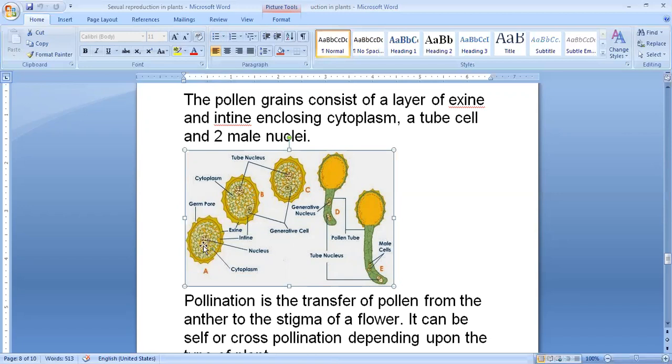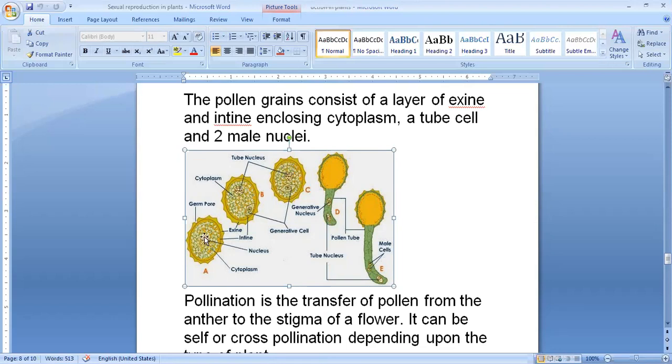When the pollen grain is moving, pollinating, at that time this nucleus breaks into two. One nucleus is called the generative nucleus or generative cell. Another is called the tube nucleus or vegetative pollen nucleus. Now, again, there will be a division. This division is a mitotic type of division. The generative nucleus again breaks into two.